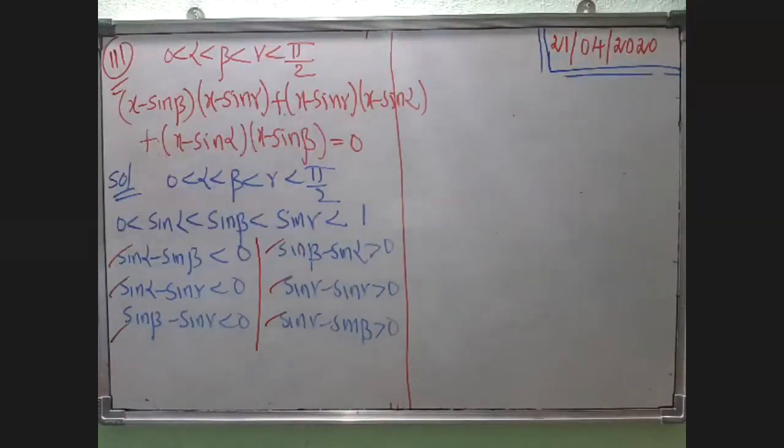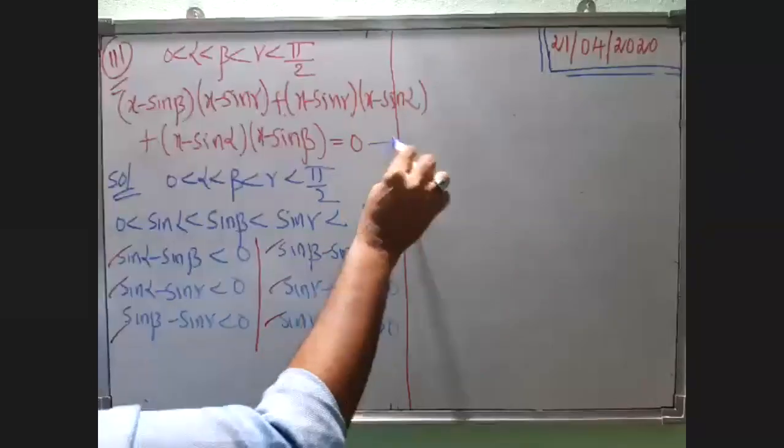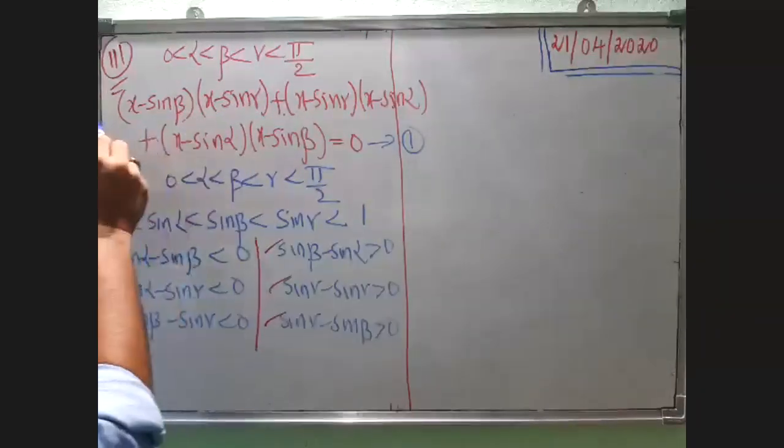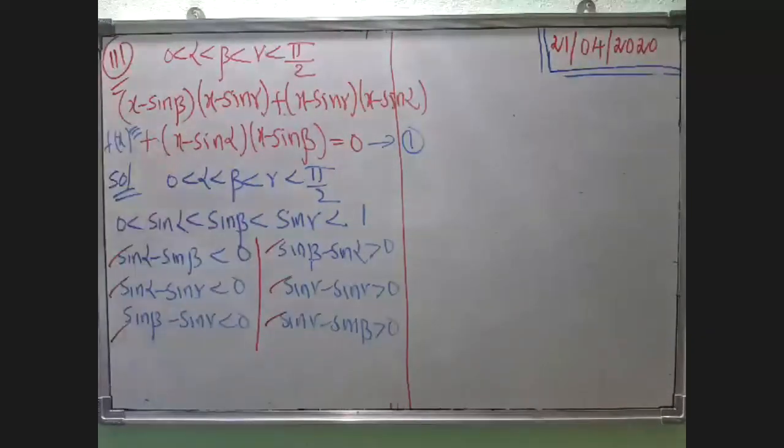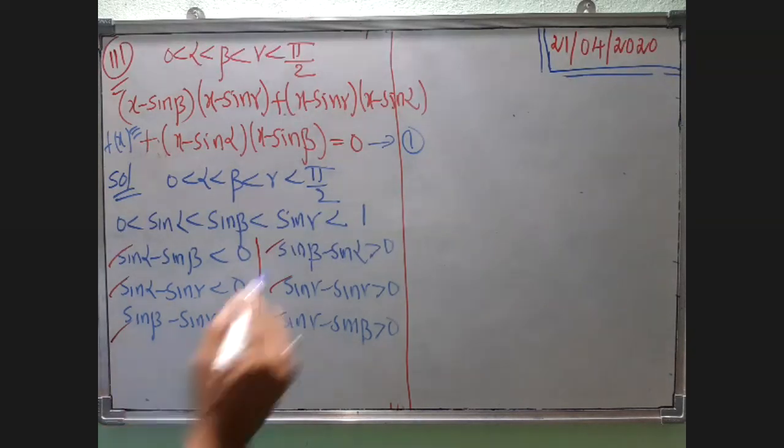Okay, so I will call this one as equation number 1. And I will call this function as f of x. Since I don't have space here, I am writing in the question itself. Let me call the given equation, the function there, as f of x. So I will consider f of x.